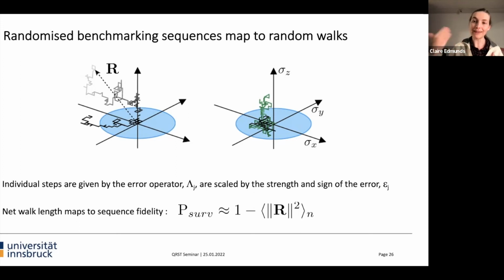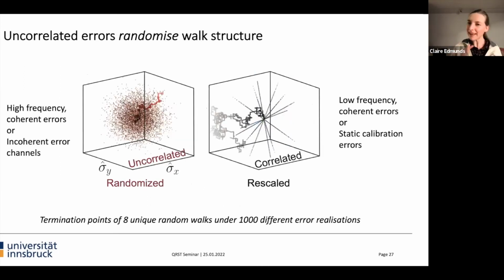When we average the net scaled walk over many noise realizations, we'll get a measure of the infidelity, the expected infidelity of the sequence. This is how we identify uncorrelated versus correlated errors. If we have an uncorrelated noise process that changes every gate, then it's going to completely distort that characteristic random walk. It's going to flip it back, twist and turn it, and leave you at some random point in Pauli error space. And I've shown this here for 10 different circuits with 1,000 error realizations. It completely scatters the random walk final positions.